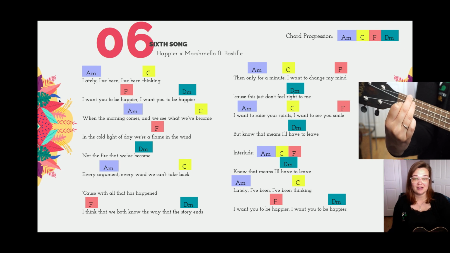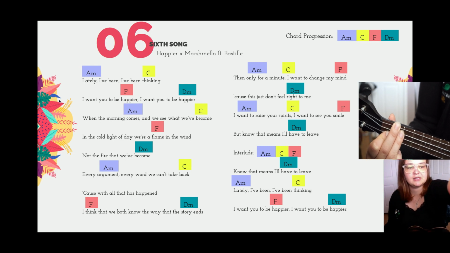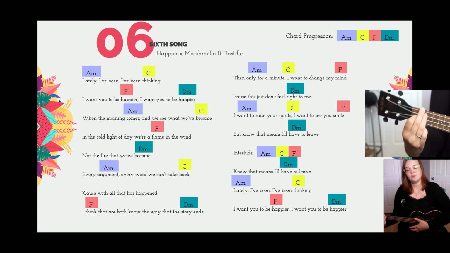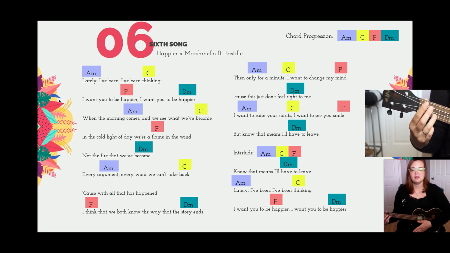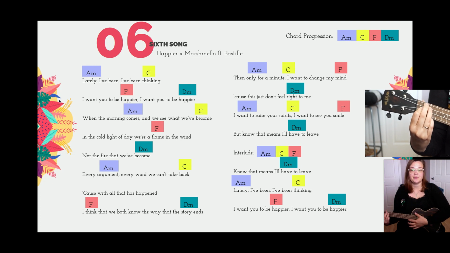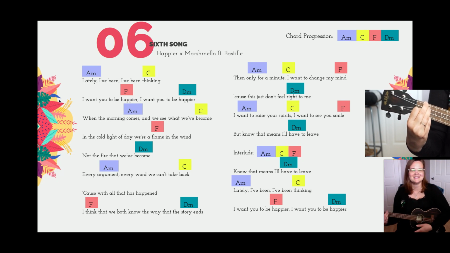So for this next part, it's actually a really common thing in electric music. And when we have on ukulele, bring the computer screen down so we can see a little better here, that we can actually tap the ukulele like a bass beat. So when the morning comes and we see what we become, in the cold light of day we're a flame in the wind, not the fire that we've begun. You could also alternate strum and tap. When the morning comes and we see what we become, in the cold light of day we're a flame in the wind, not the fire that we've begun.